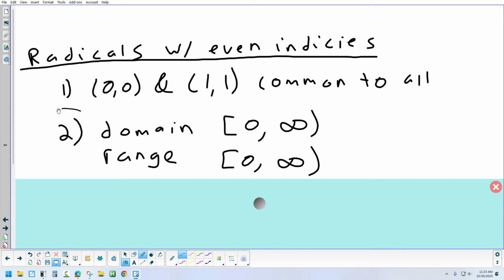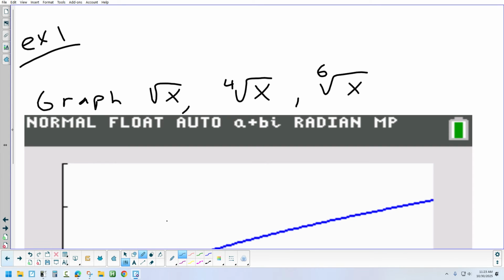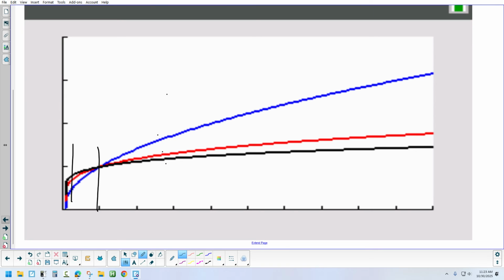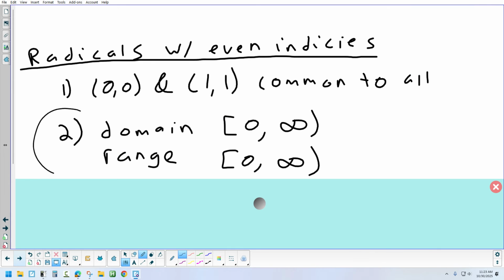We saw that it was always in quadrant 1, except for the origin. That's not in quadrant 1, but it does start at the origin. But it always went to the right, and it always went up. That makes the domain everything from 0 to infinity, and the same with the range.